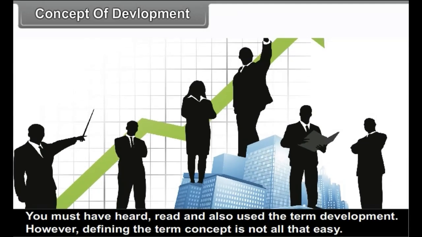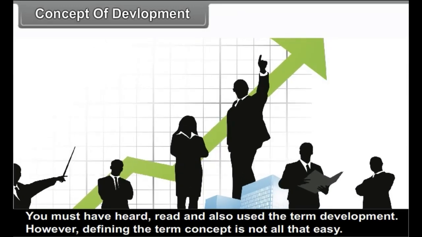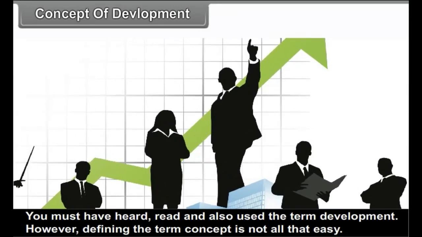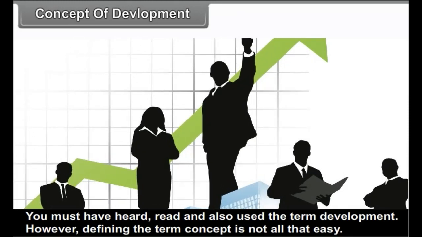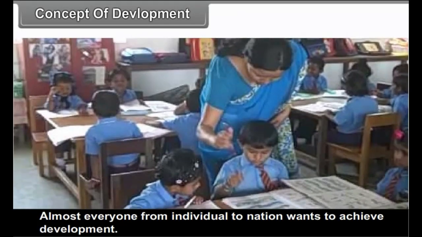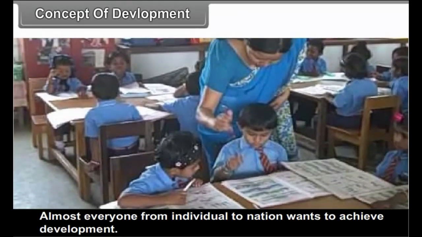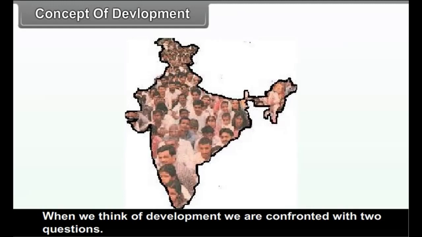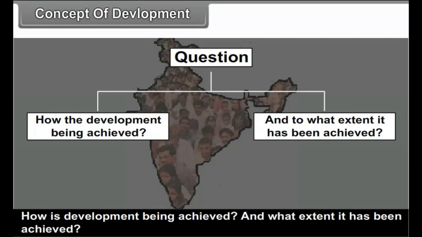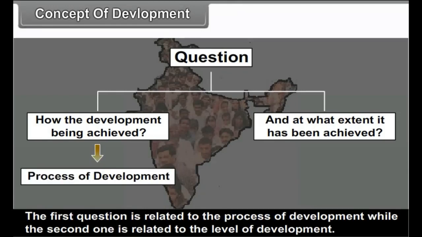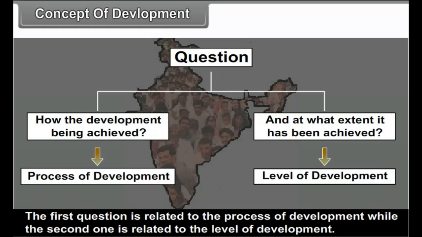8.1, Concept of Development. You must have heard, read and also used the term development. However, defining the term is not all that easy. Almost everyone from individuals to nations wants to achieve development. When we think of development, we ask two questions: how is development being achieved? And to what extent has it been achieved? The first question is related to the process of development, while the second one is related to the level of development.